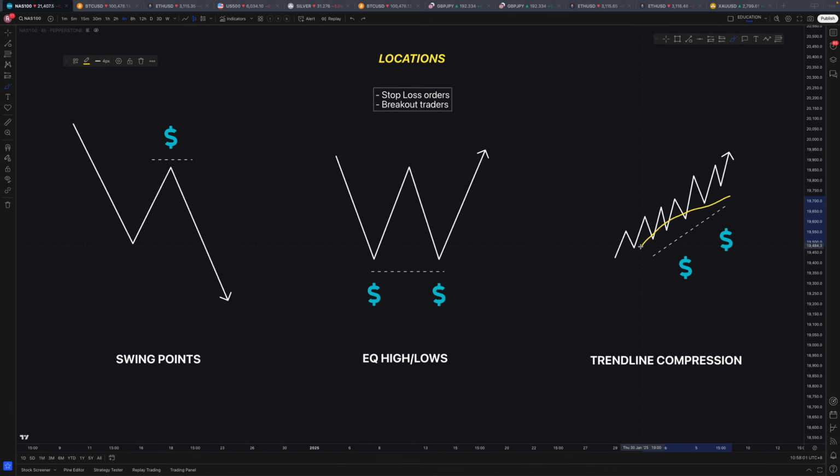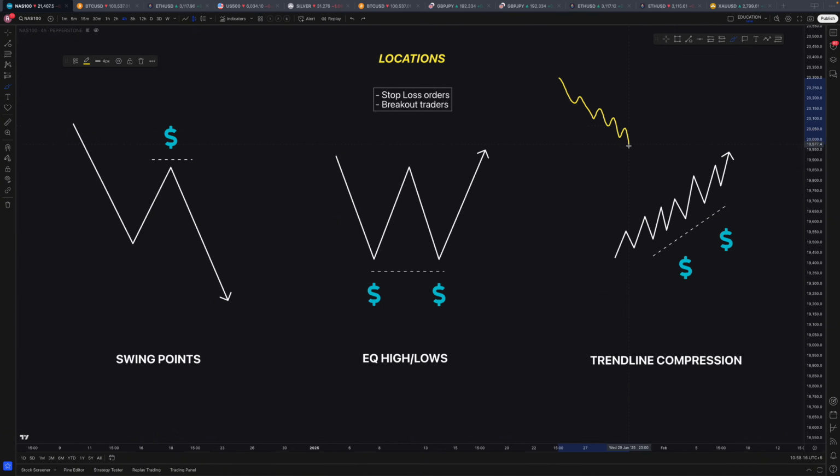So essentially it's just building, it's compression, okay? So it's a grinding price up where none of these lows are sweeping the previous low, meaning that we've just got untapped liquidity resting underneath all of these little mini swing points all the way up. And the same can be said on the way down. You have grinding price action down.